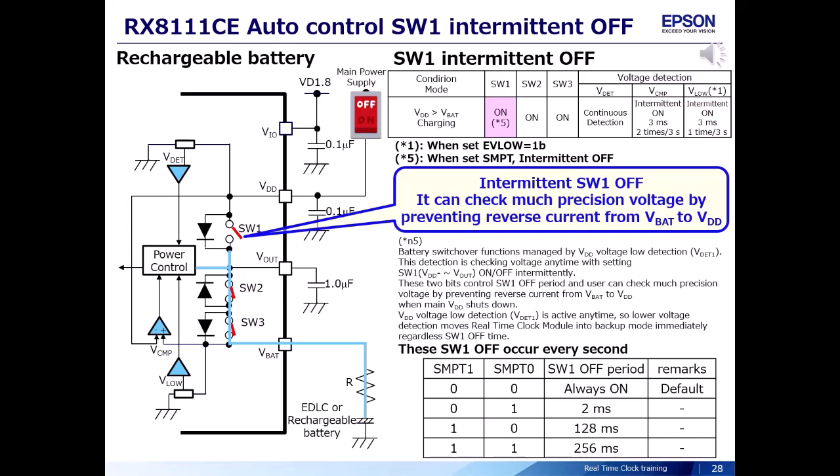Intermittent switch 1 off. It can check voltage with much more precision by preventing reverse current from VBAT to VDD. The switch off setting is shown in the table. You can set it not to turn off, and to turn off only for 2 milliseconds, 128 milliseconds, and 256 milliseconds per second. This turning off enables correct VDD voltage detection.